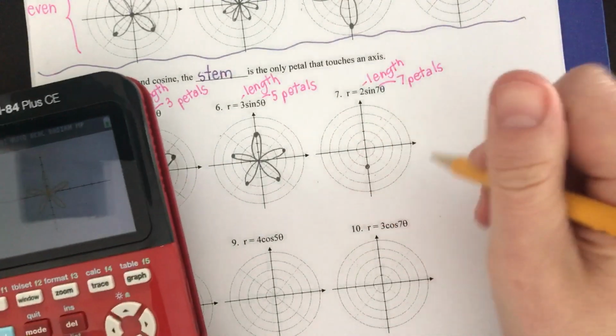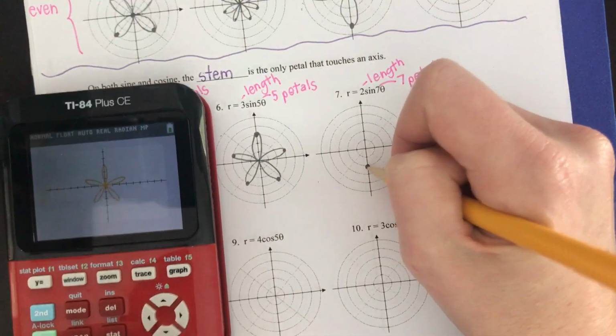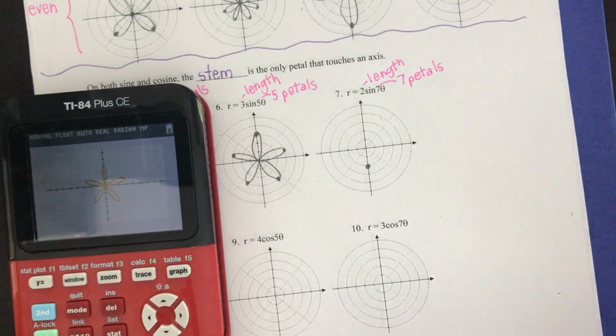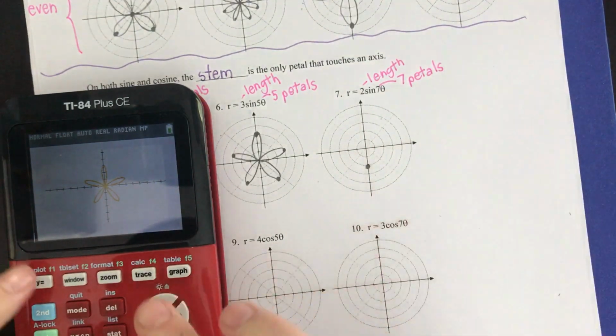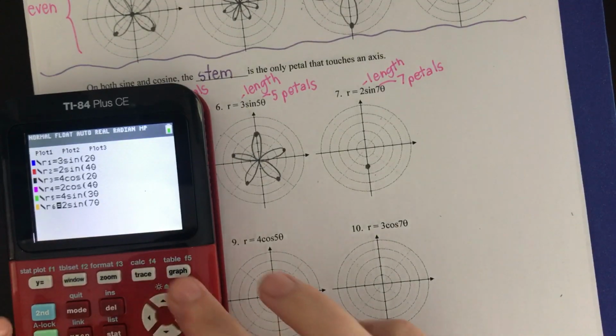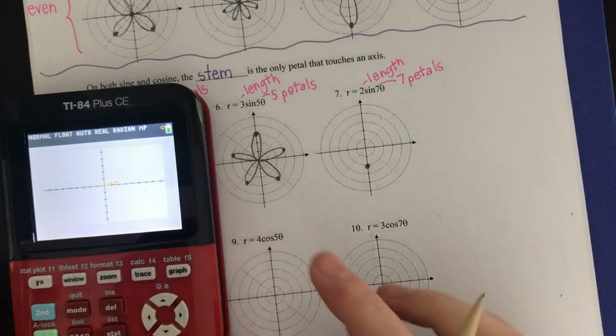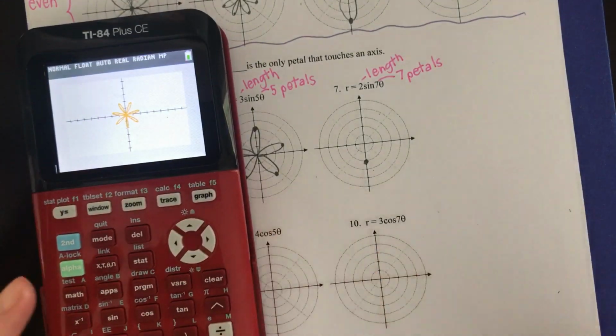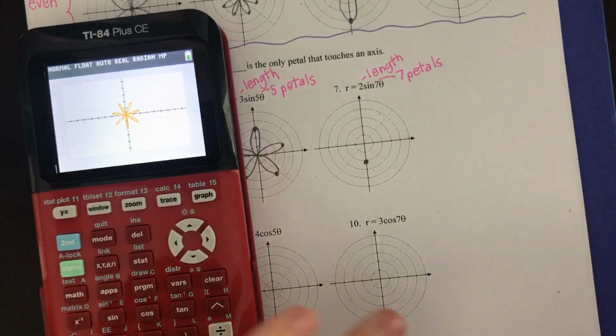And then from there, of course, all of our other petals will be evenly dispersed. So this one's 2 sine 7 theta. And of course, eventually we won't need the calculator, but we're just kind of learning right now.